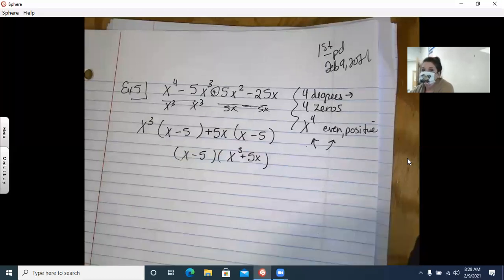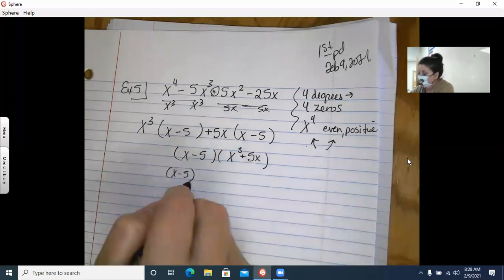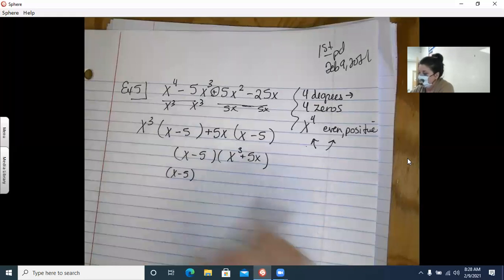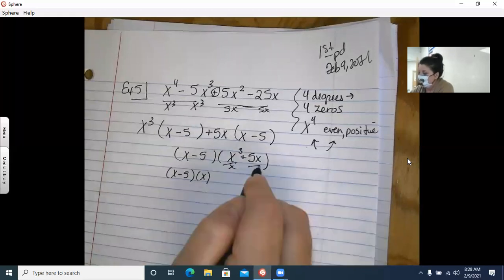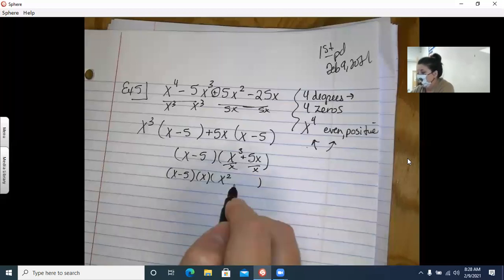Notice that the second set of parentheses has a greatest common factor. We need to factor it out. What is the GCF of this group, x cubed plus 5x? X. So I need to factor it out. I divide each of those terms by x. X cubed divided by x is x squared. Positive 5x divided by x is positive 5.